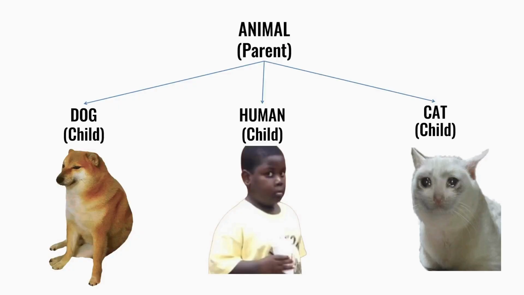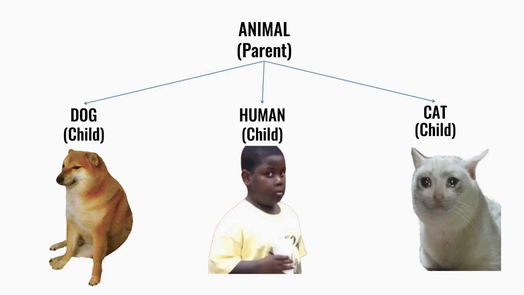Let's first understand what is inheritance. Imagine we have a class called animal, which represents general characteristics and behavior that all animals share, like eating, sleeping, and making sounds. Now suppose we want to create classes for dogs, cats, and humans too. If we were to create separate classes for each of them without using inheritance, we would end up duplicating code for common behaviors like eating and sleeping.